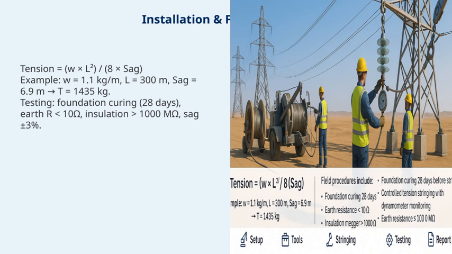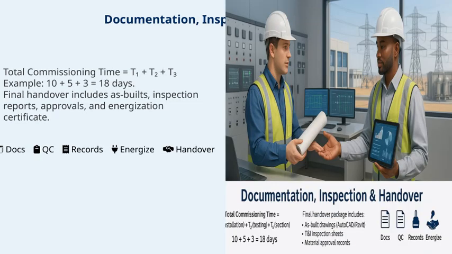Now let's talk about the final stage of the commissioning process: documentation, inspection, and handover. The total commissioning time is actually the sum of 3 key phases: T1, T2, and T3. For example, it might take 10 days for documentation, 5 days for inspection, and 3 days for the handover, adding up to 18 days in total.